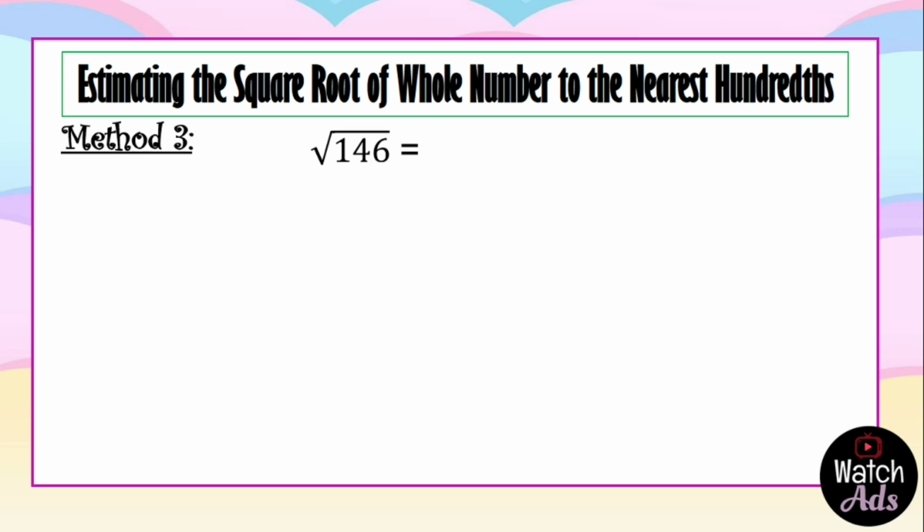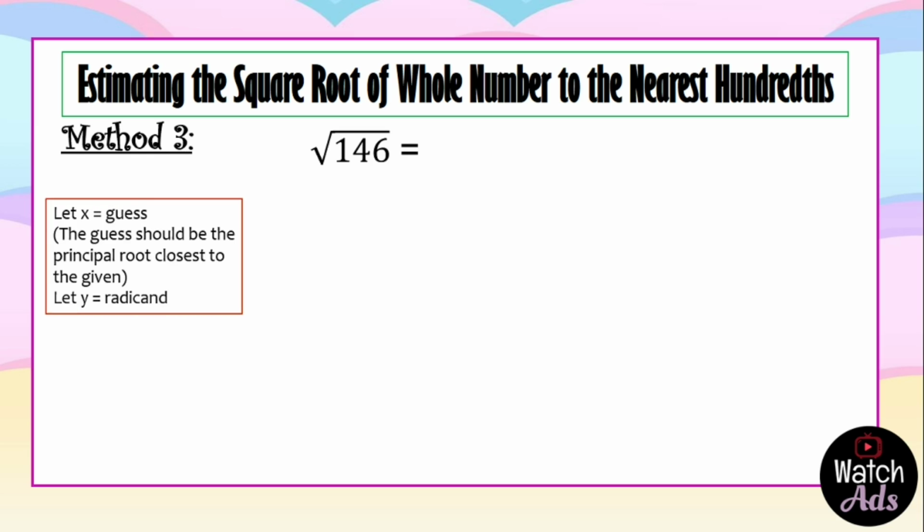Our third method is called the Herons method. If you have heard about this before, comment down. If you have not, this is the best way to introduce to you the Herons method in estimating the square root. Let's have the square root of 146.